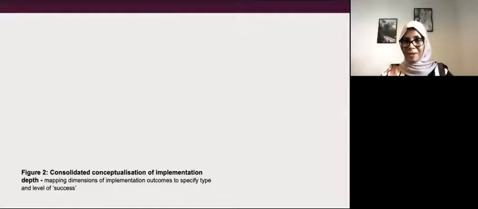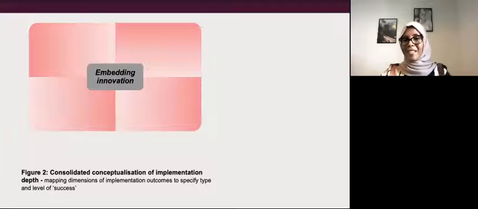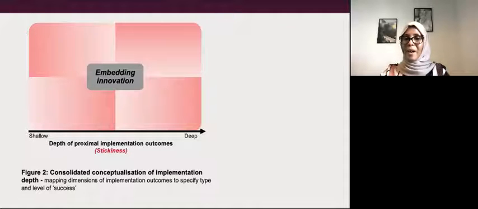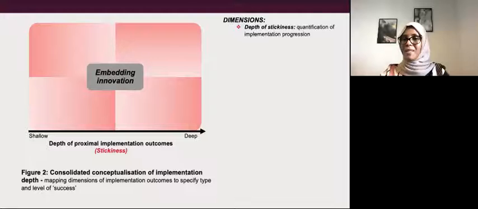So this second figure, which I am about to show, and which we consider to still be preliminary as analysis is still ongoing, shows a consolidated conceptualization of implementation depth, which can be considered to show mapping dimensions of implementation outcomes to specify type and level of success for embedding innovation. So here at the x-axis of this 2x2 figure, we have one of the dimensions of implementation depth, which is depth of proximal implementation outcomes, which we term stickiness. And the depth of stickiness can be defined as quantification of implementation progression.